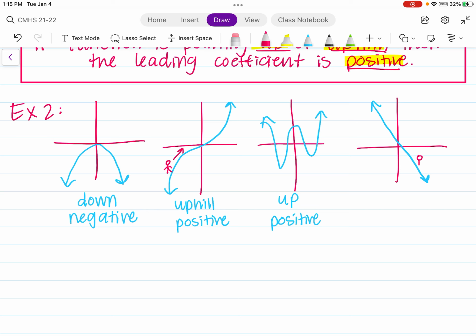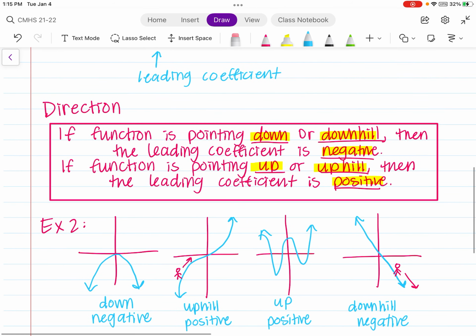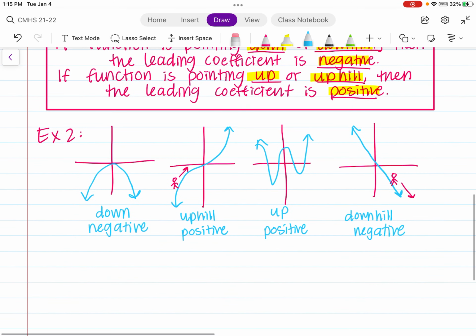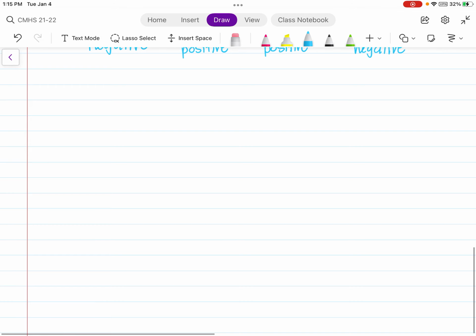And now a little guy walking on here. If he was walking from left to right, he would be walking downhill. So that one is negative. I hope that makes sense about the uphill and downhill. If it helps you to draw a little guy on them, draw a little guy on them. See how they walk. All right, so 2 out of the way. We're halfway there. We talked about uphill, downhill. We talked about end behavior. Now we're going to talk about zeros.